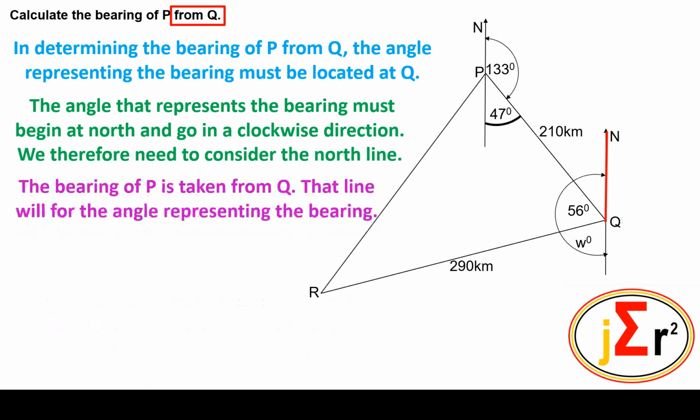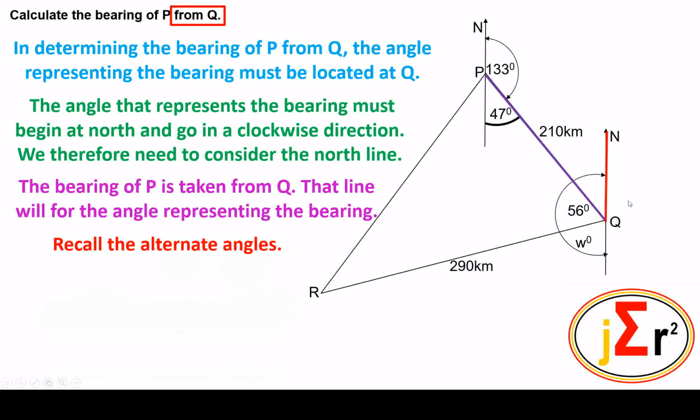The bearing of P is taken from Q. That line will form the angle representing the bearing. The line that we will use as a part of the angle that represents the bearing is the line that goes from Q to P, or from P to Q. We are saying from Q to P because the bearing is taken from Q.